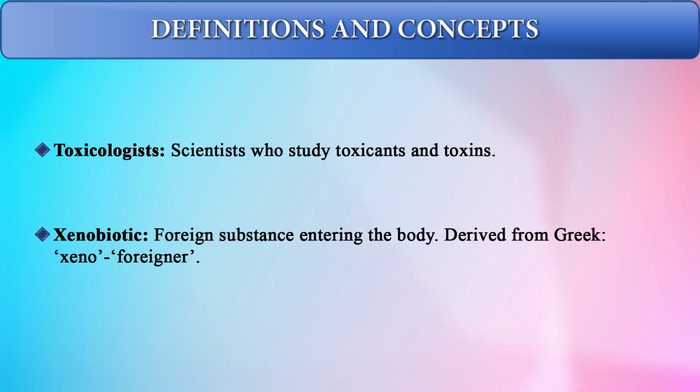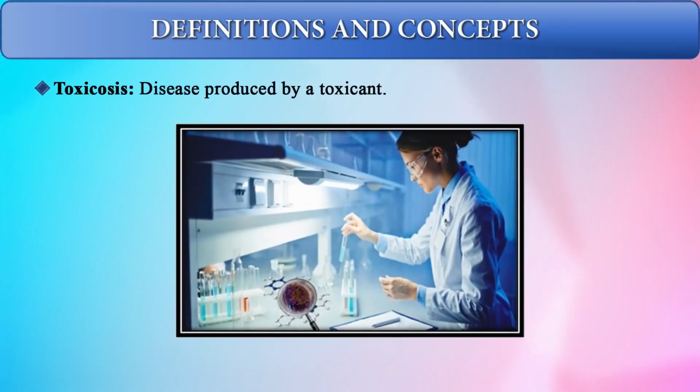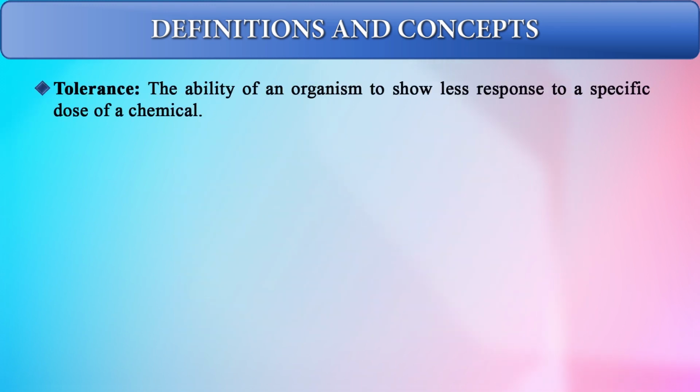This is derived from two Greek words: xeno, meaning foreigner, and of course biotic, which we all know is life, and the study of these. Xenobiotics are the foreign substances which are entering the human or the animal systems. Toxicosis refers to the diseases that are produced by a certain toxicant. Tolerance is the ability of an organism to show less response to a specific dose of a chemical.